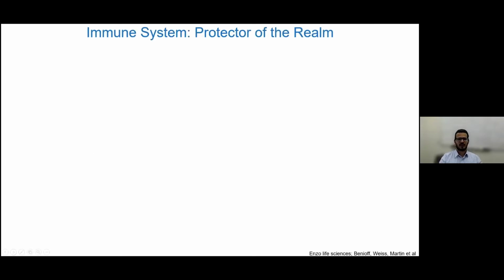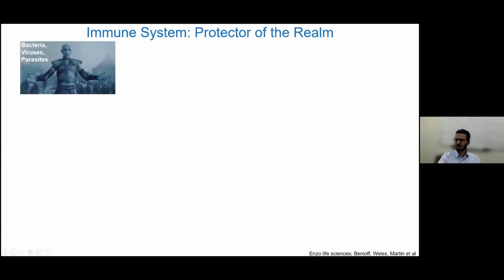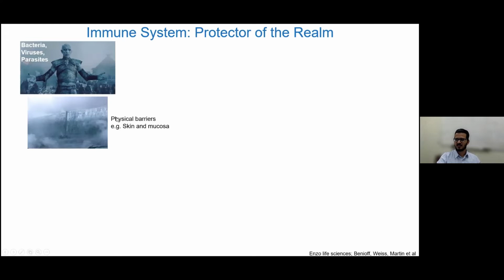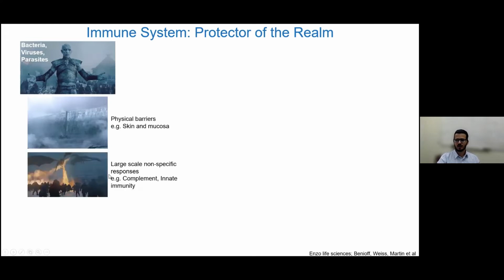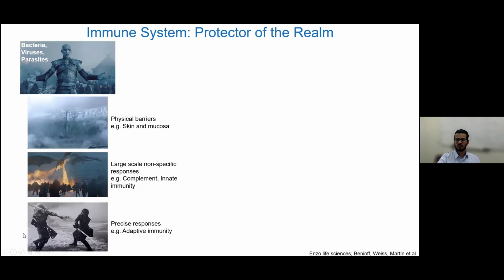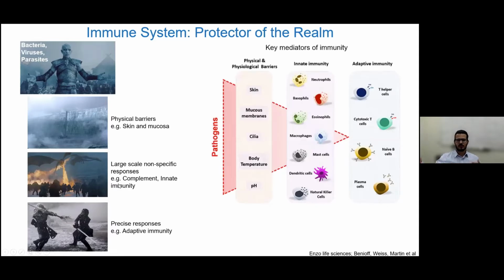So let's first start by appreciating what the immune system does. On a daily basis, our immune system is challenged with lots of different threats. These threats can come from bacteria, viruses, parasites, tumor cells, all sorts of different things. And the immune system has built several responses and barriers to protect us against these threats. These include physical barriers like skin and mucosal membranes. They include large-scale, non-specific responses, such as the complement system. And they also include precise responses that are generated by the adaptive immune system that can act in a very targeted manner.